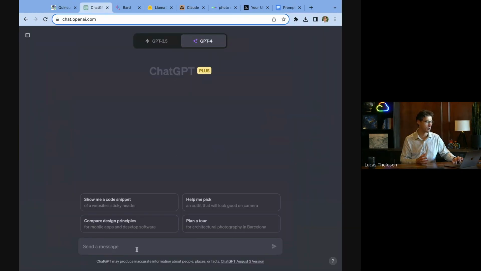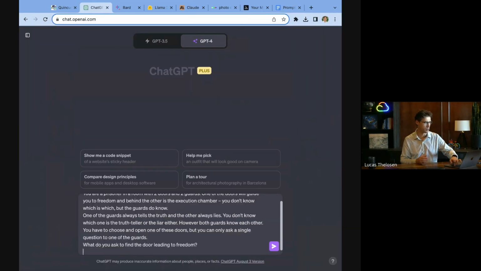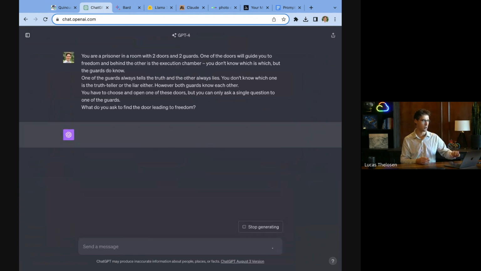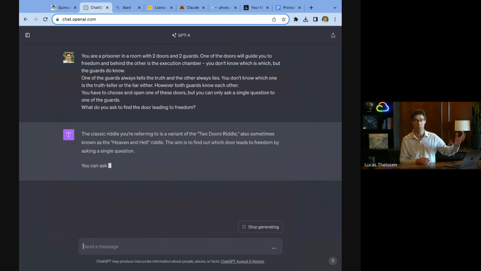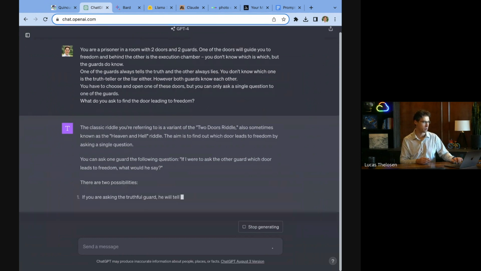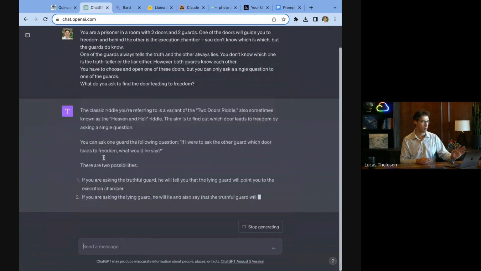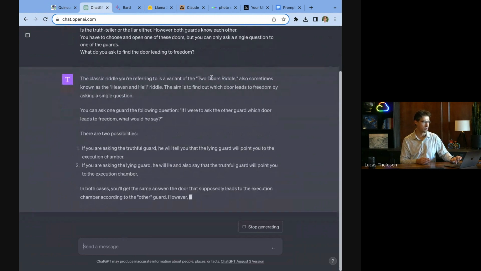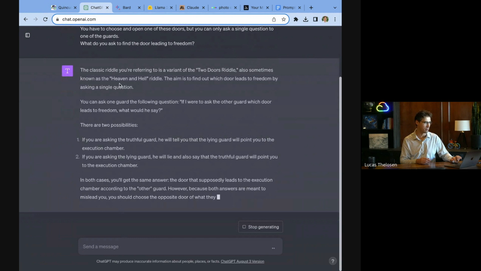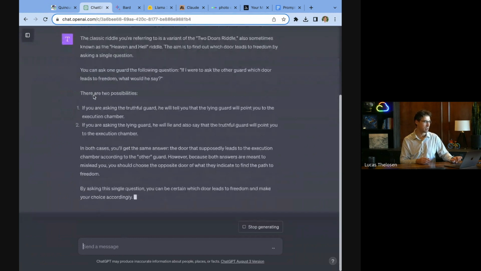So I have a couple different tools here, right? This is GPT-4, which is often perceived as the gold standard of large language models right now. I'm accessing it through ChatGPT. You probably know ChatGPT or heard about it, and OpenAI is the company behind it. It has no problem at all, as I expected. It even gives me a little bit of background right here, the 2-door riddle and heaven and hell riddle. And it's immediately able to tell me, okay, the question you need to ask is this one right here, and here's why. So this is a great problem for it.